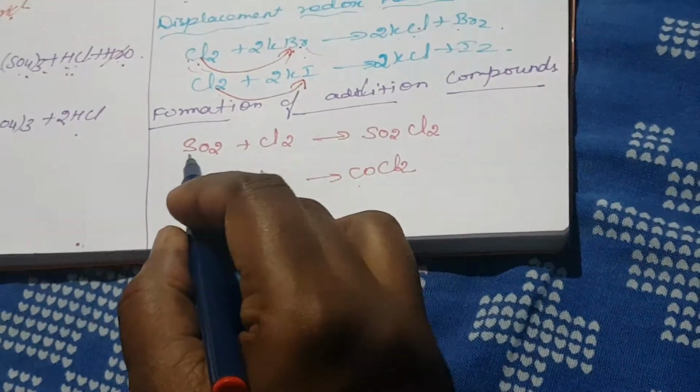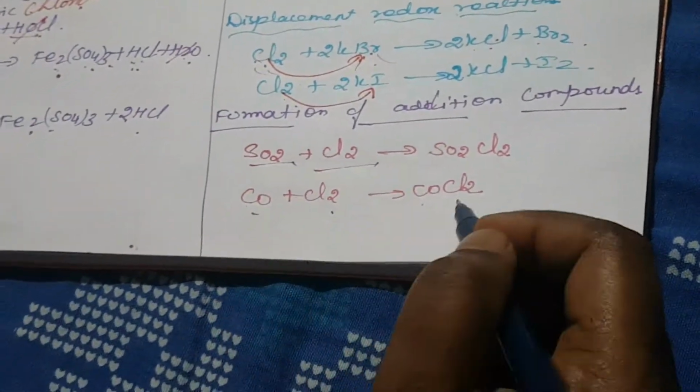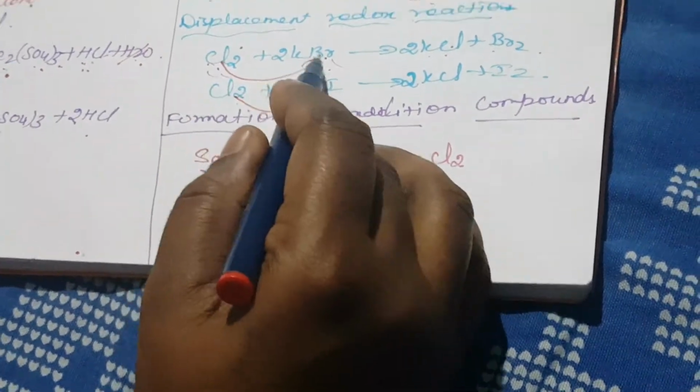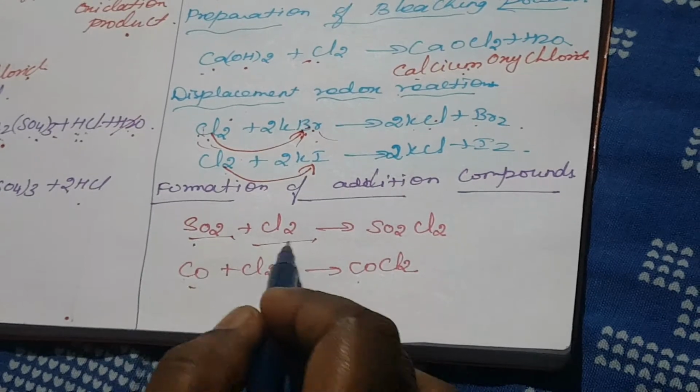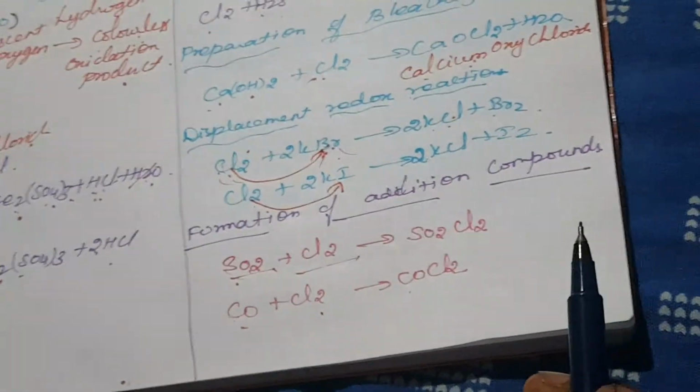Next one is formation of addition compound. So here, addition compound, you are just adding two compounds: SO2Cl2, COCl2. So this is the addition compound. Displacement means removing the halogen to come into this position. Addition means combining the two, that is SO2Cl2.